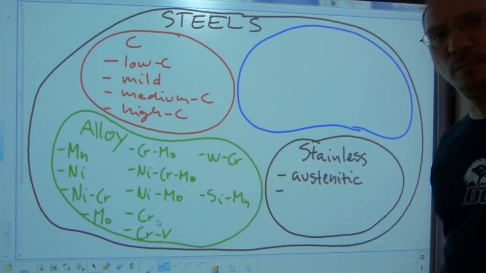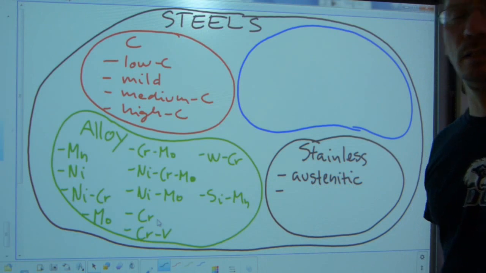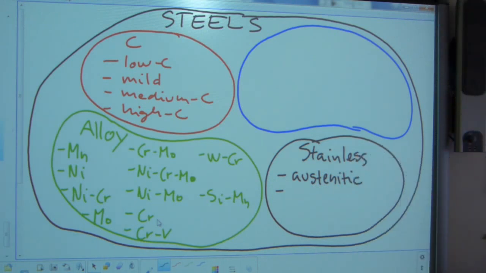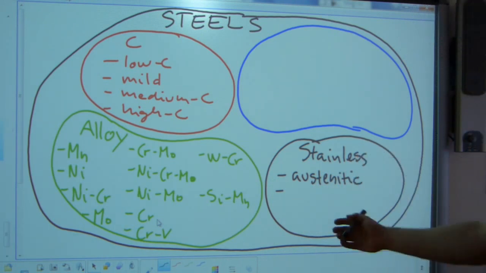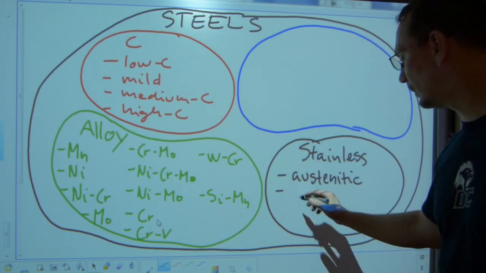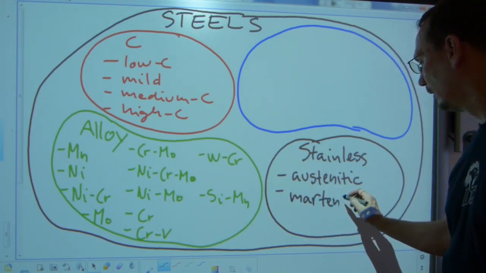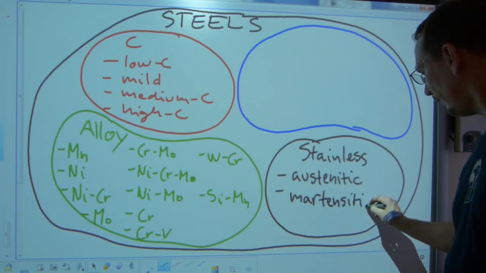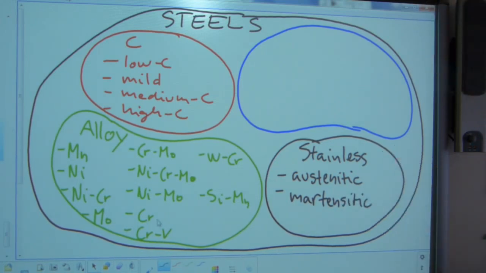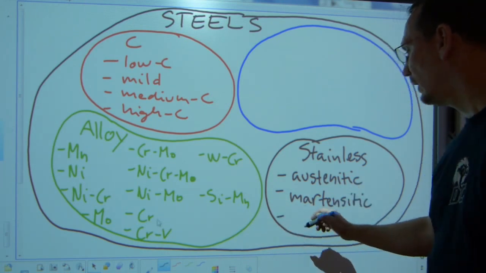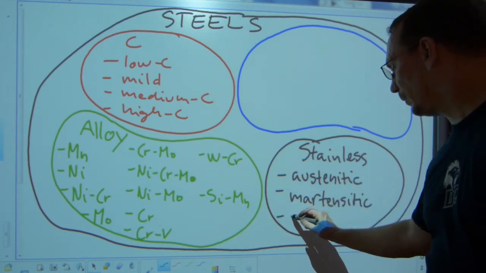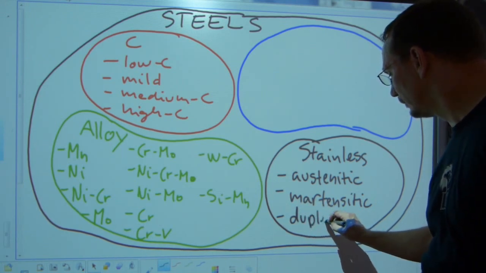It's a person's name. It was a British metallurgist or engineer or some such person, Mr. Lord Austin. So another one is Martensitic, named after some German guy, Herr Martens, something like that.